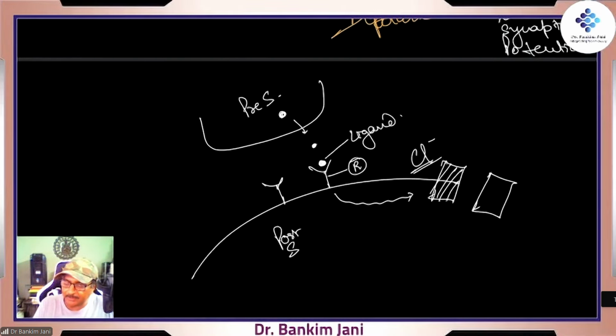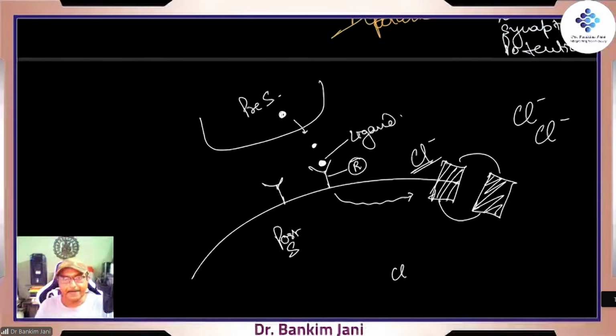These chloride channels were normally remaining closed. And as we know, outside there is more chloride compared to inside. But when the inhibitory stimulus came, it stimulated this chloride, and a large amount of chloride came in. When this chloride is inside, what would happen? The cell is becoming more negative, more electronegative.